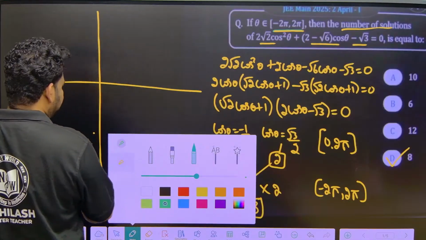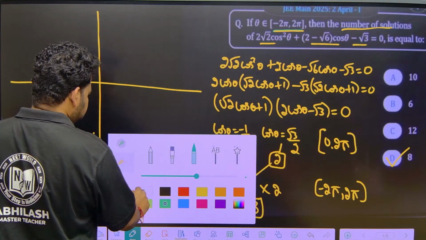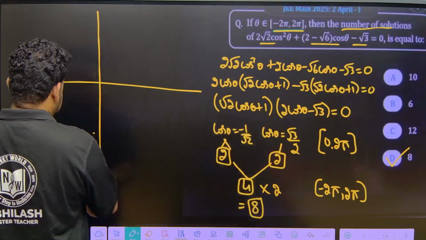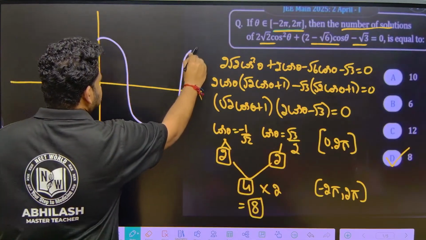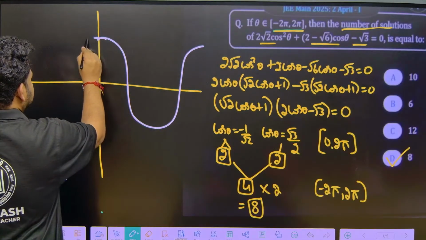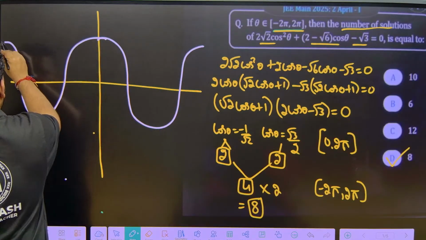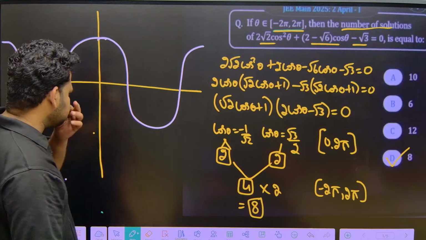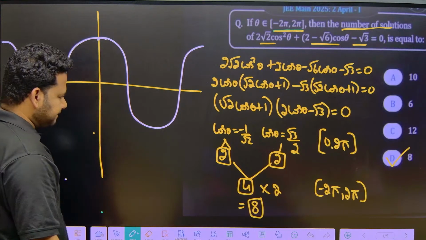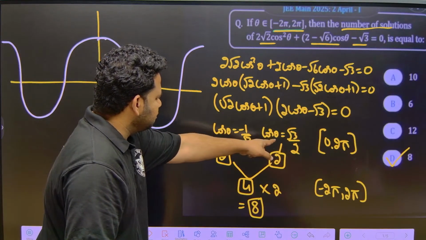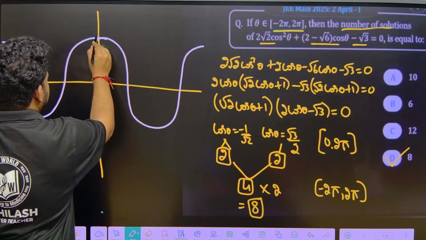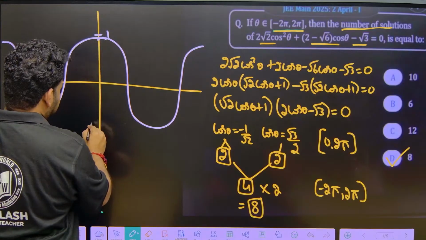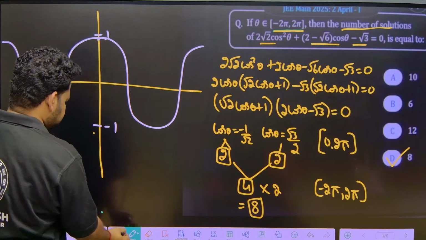You have to draw the graph for cos. Now what are they telling? They are telling that cos theta is root 3 by 2. So here, the range of cos is 1 to minus 1, correct? 1 to minus 1.